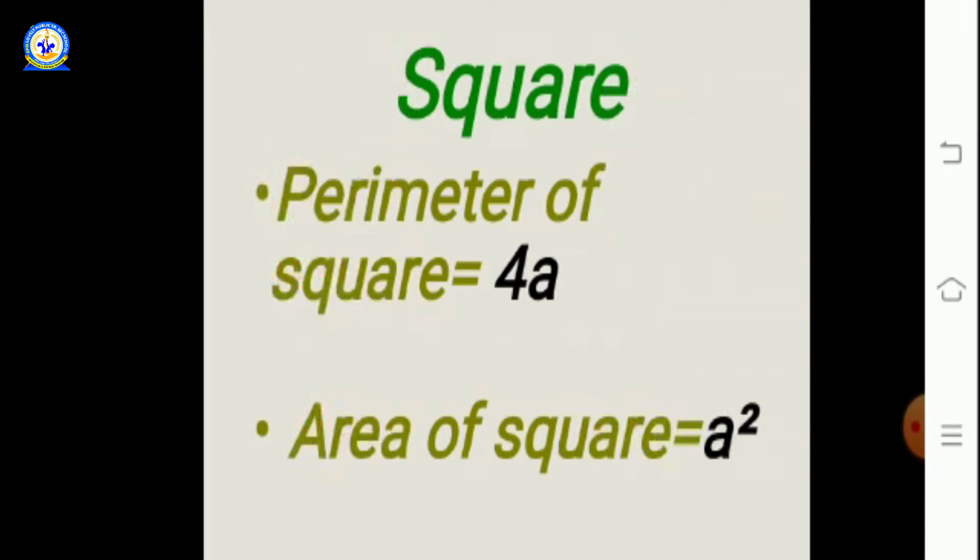Square. What is square? As you all know, square has four sides and all four sides are equal. That's why perimeter of square is equals to 4 into side, and here the side I have taken is A. So 4 into A. The perimeter of square is equals to 4A. How much that square occupies the space? For that we will find the area. Area of a square is equals to side squared. I have taken A as a side. So the formula is A square.